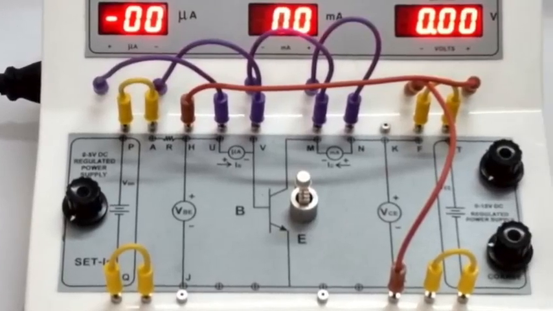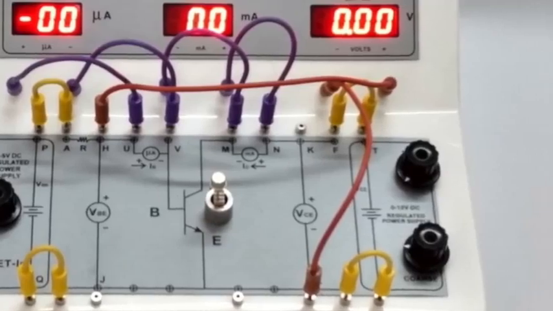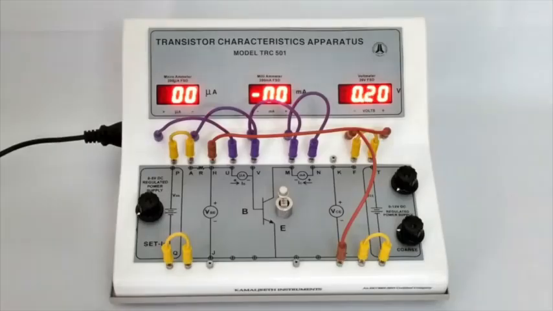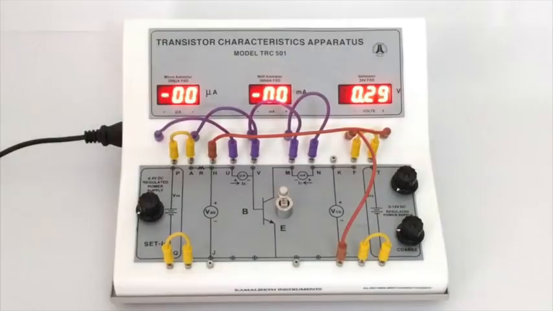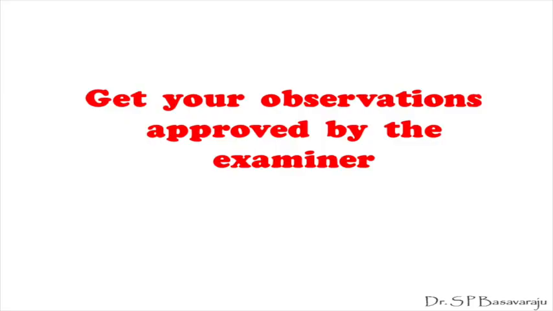After completing the connections, the setup looks like this. VBE is varied from 0 to 0.8 volt in steps of 0.1 volt, and the corresponding current readings in the microammeter is noted along with VBE. After a couple of observations, get the approval of the examiner. Leave all the connections as they are.